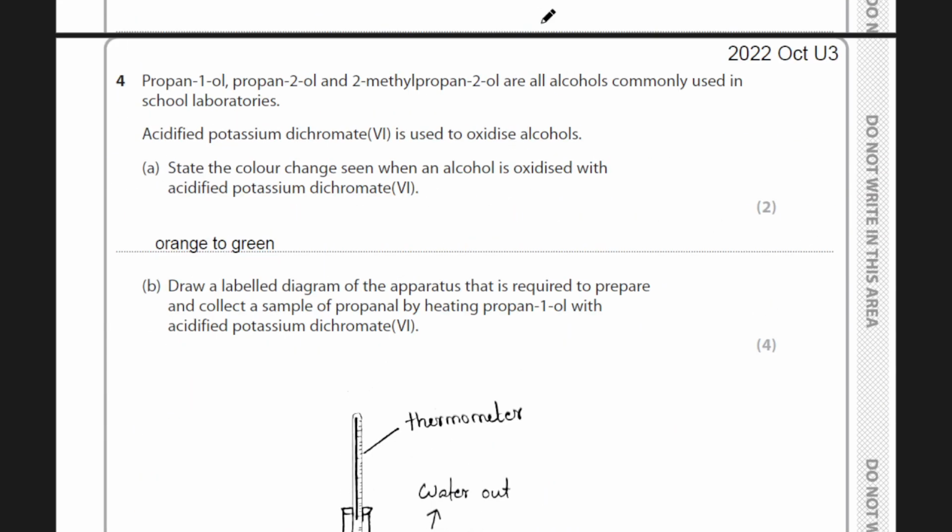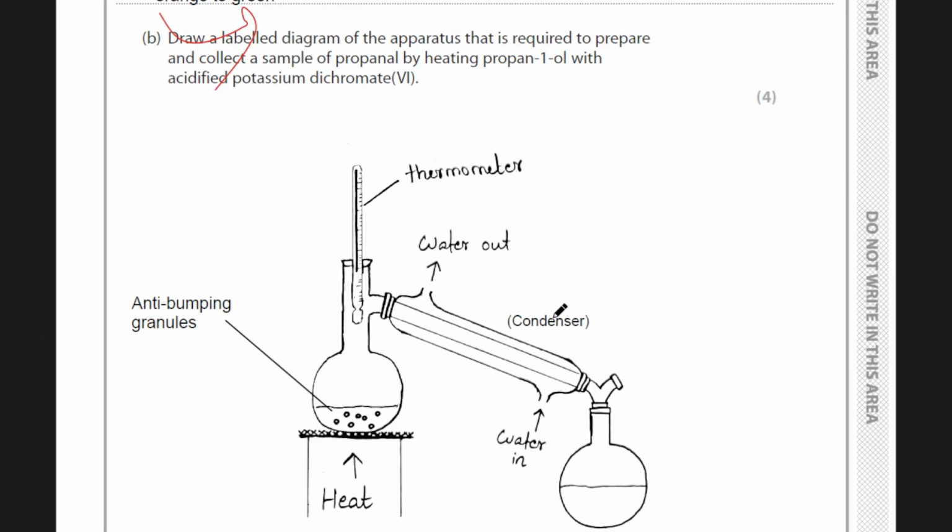Next question, propan-1-ol, propan-2-ol, and 2-methylpropan-2-ol are alcohols commonly used in school laboratories. Again, they told you to state the color change when an alcohol is oxidized using acidified potassium dichromate(VI). You just give orange to green, and that's how it works. Pretty simple. We have seen it countless times.